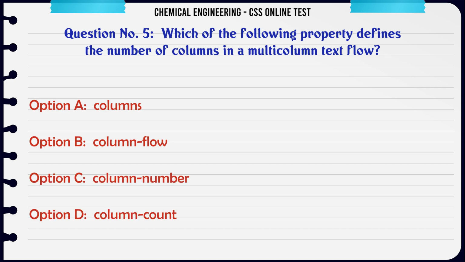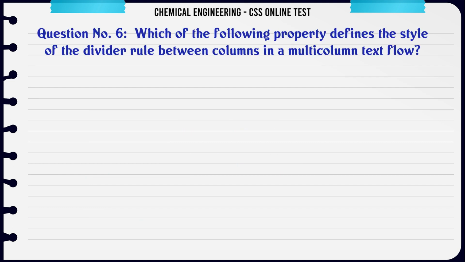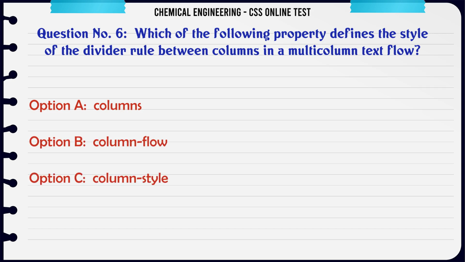A. Columns. B. Column flow. C. Column number. D. Column count. The correct answer is column count. Which of the following property defines the style of the divider rule between columns in a multicolumn text flow?